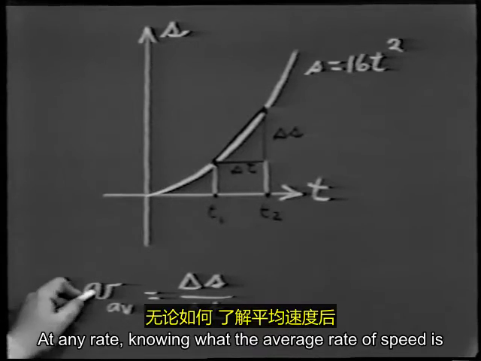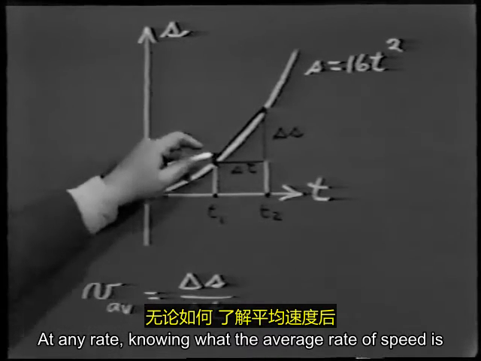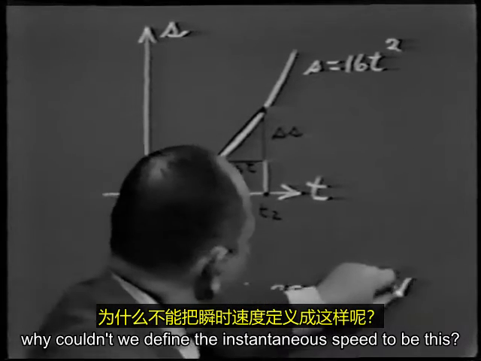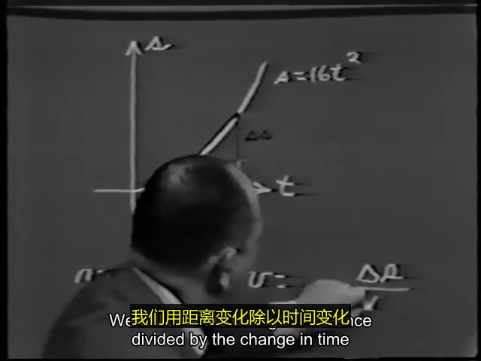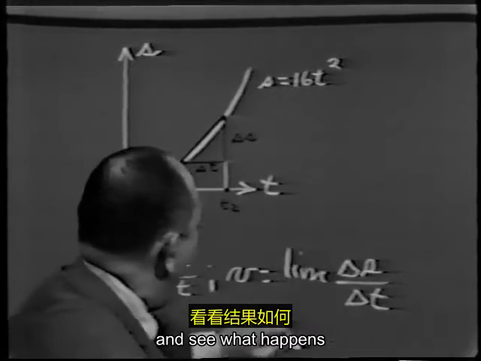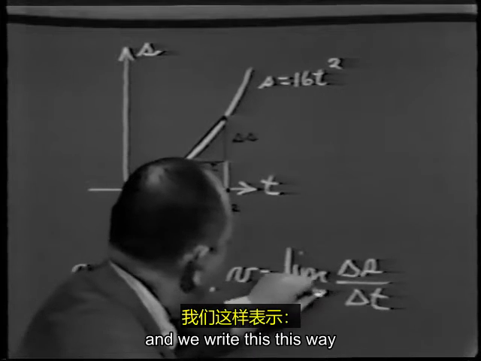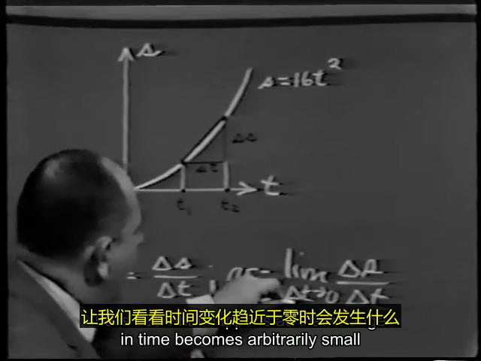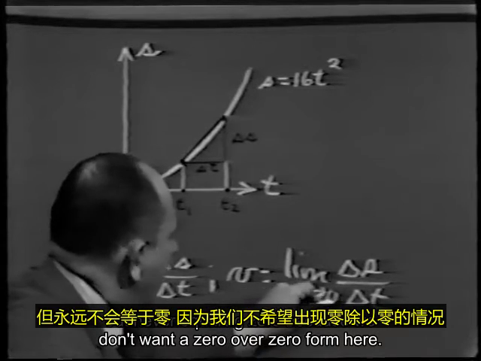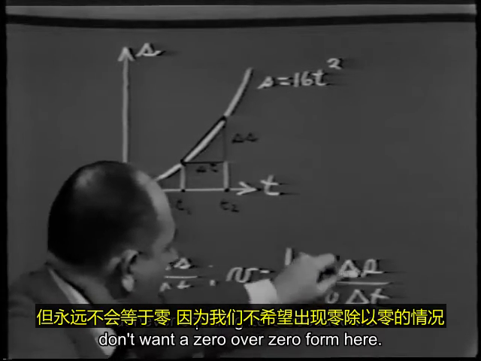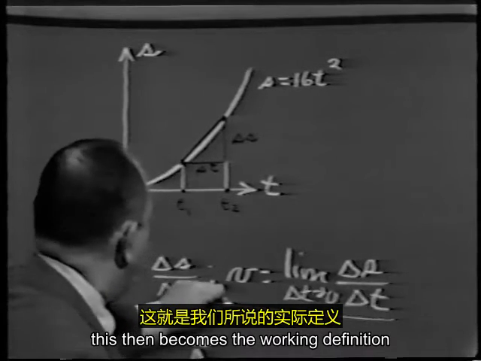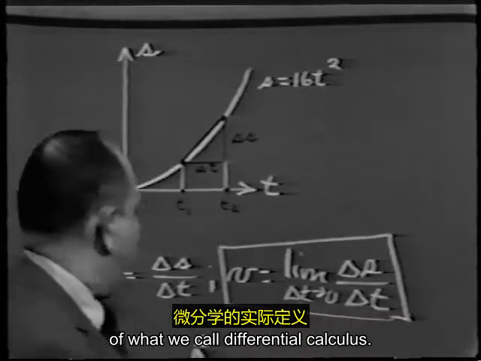At any rate, knowing what the average rate of speed is, we sort of say, why couldn't we define the instantaneous speed to be this? We will take the change in distance divided by the change in time and see what happens, and we write this way, limit as delta t approaches 0. Let's see what happens as that change in time becomes arbitrarily small, but never equaling 0 because we don't want a 0 over 0 form here. You see, this then becomes the working definition of what we call differential calculus.